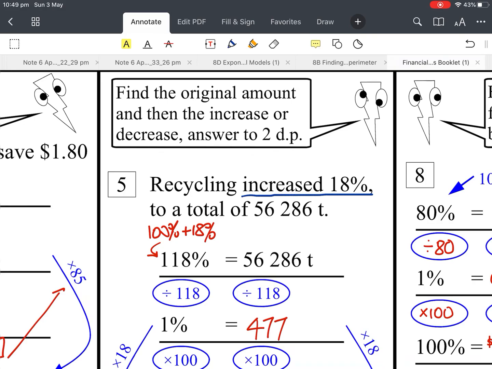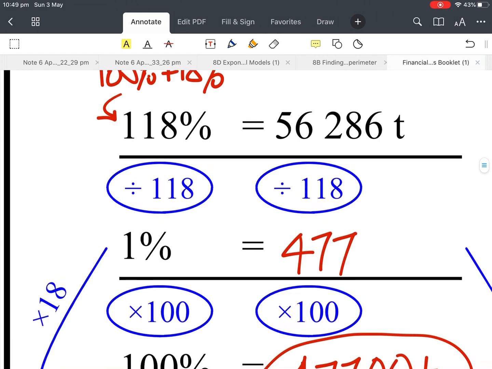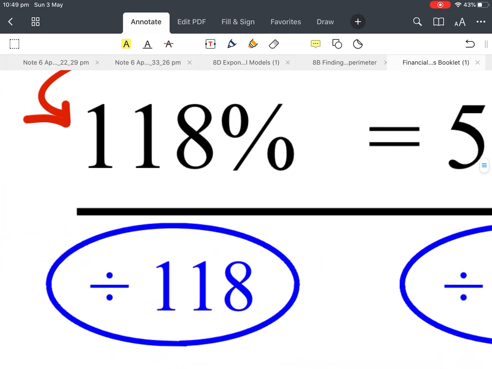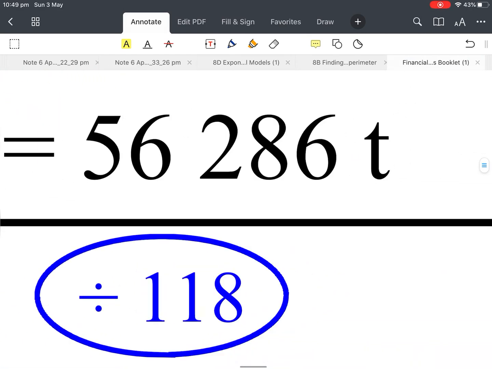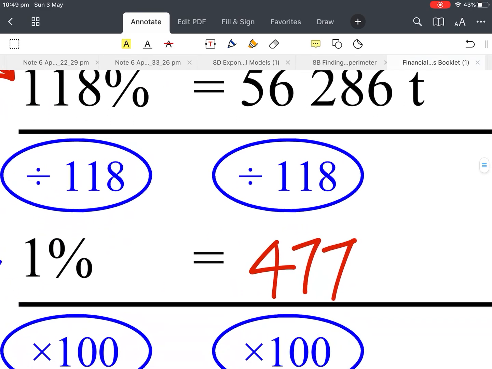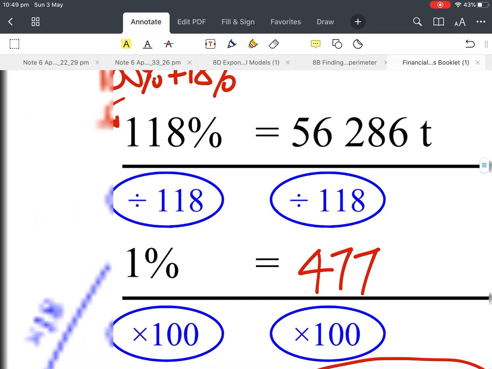56,286. So my first step, just like before, is I've got to figure out, well, what is 1%? So I figure out what 1% is by dividing both sides by 118. So when you put 56,286 into your calculator, divided by 118, you'll get 477, hopefully like me.